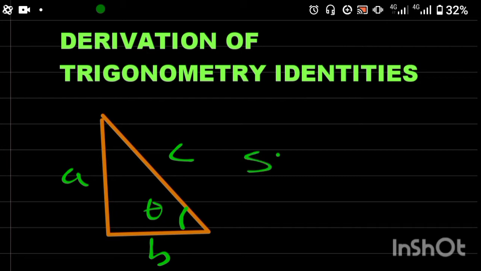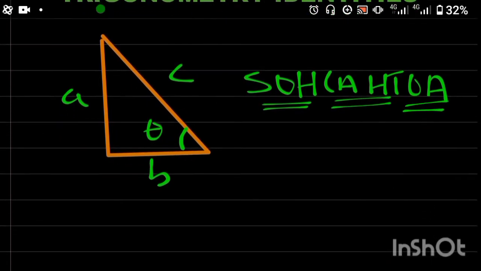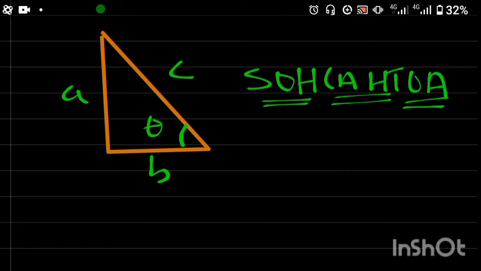Using our SOHCAHTOA, sine simply means opposite over hypotenuse. But take note, when we are talking about opposite, it means the side that is opposite to the given angle, or the angle we are referring to. That means our opposite is A as far as this theta is concerned, while the adjacent is B. And the hypotenuse is always the longest side of a right angle triangle.